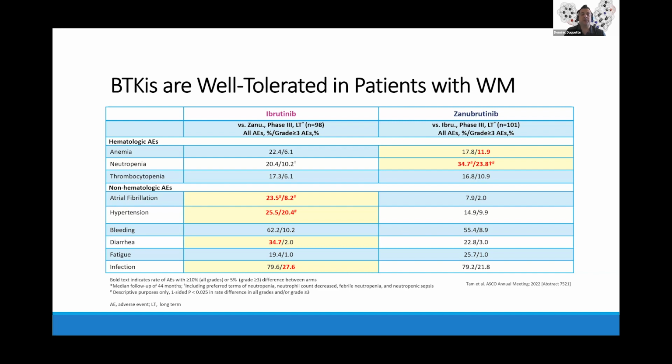As you can see here, there was more hematologic toxicity, more neutropenias, but that wasn't associated with infections. On the contrary, infection rates were higher for grade 3 or more events for ibrutinib. So that did not translate from the neutropenia. There was less atrial fibrillation, less hypertension, and less diarrhea in the zanubrutinib arm than the ibrutinib arm.